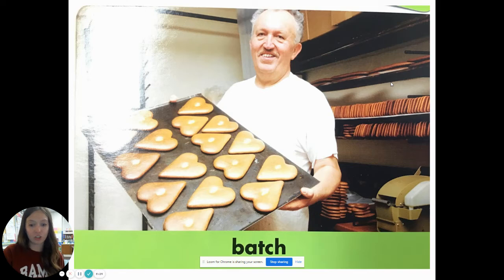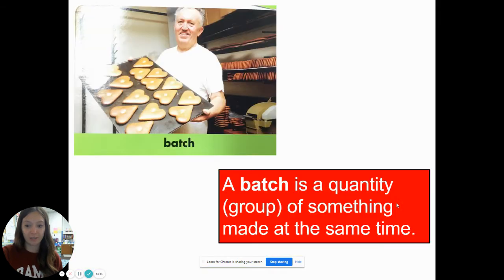B-A-T-C-H, batch. Okay, that TCH makes that ch sound. So you can see here that a baker displays a batch of cooled cookies. Here in his hands on that pan is a batch. Now I hope that's definitely cooled because you shouldn't be touching the pan if it's hot. So a batch is a quantity, that just means a group or a certain number of something that's made at the same time. So these are a batch because they were made on the same pan at the same time.